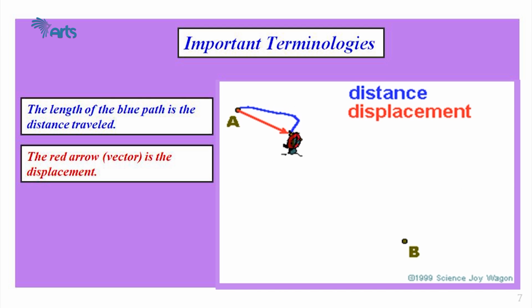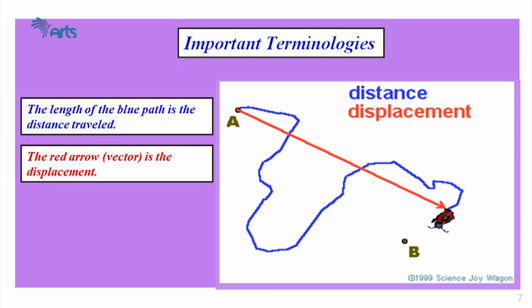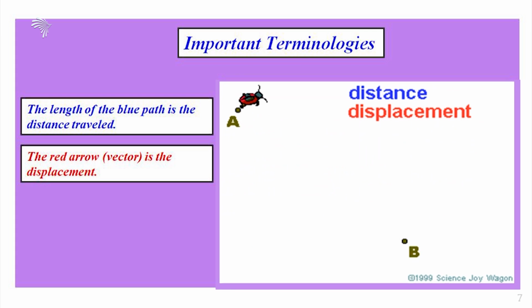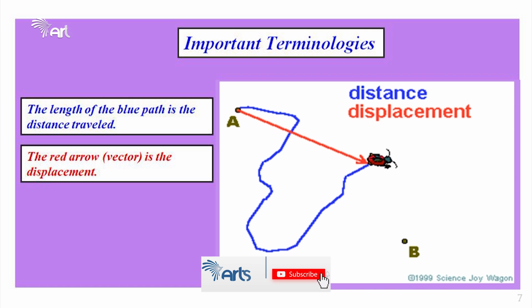Let's compare and contrast distance with displacement. As you can see on the screen, the length of the blue path is the distance traveled, whereas the red arrow or the vector is the displacement. When we say distance, it is a scalar physical quantity and it is defined as the total path length of a journey, whereas displacement is a vector physical quantity and it is the shortest path length directed from the initial point to the final point. And the unit of both distance and displacement is meter.